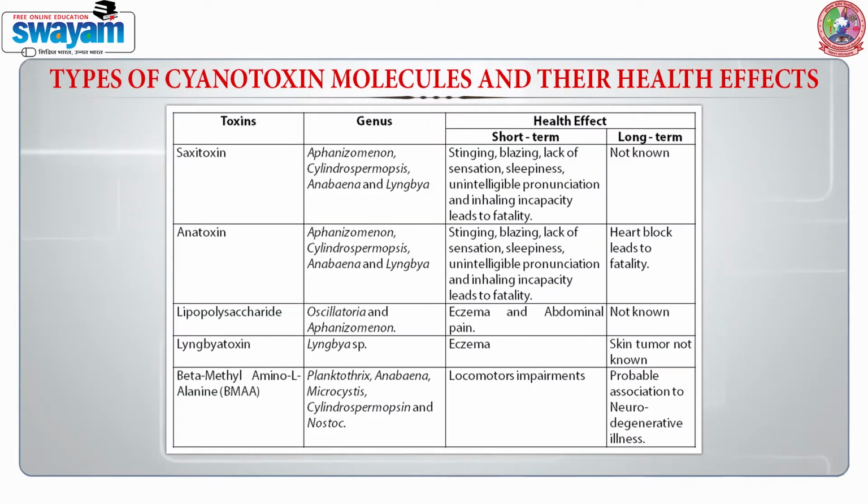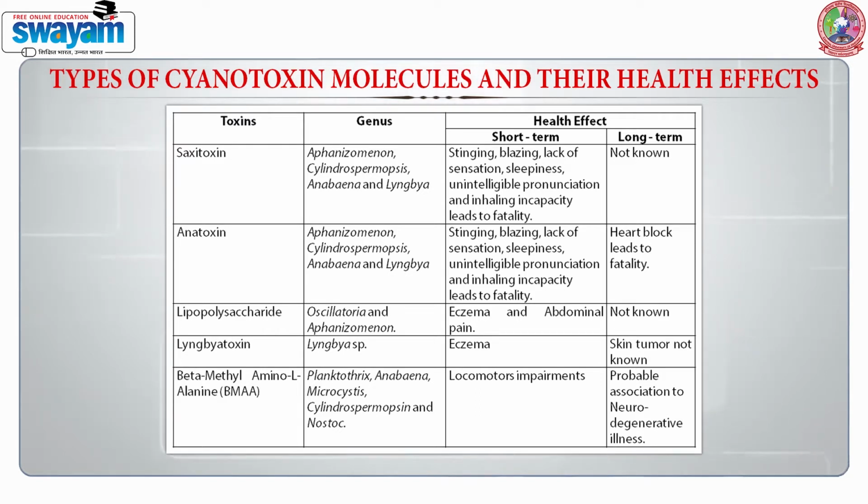Saxitoxin is produced by Anabaena and Lyngbya. It causes stinging, burning, lack of sensation, sleeplessness, etc., and other fatalities. Anatoxin is also produced by Anabaena, Lyngbya and Cylindrospermopsis. It also has similar adverse effects on health, and it may also cause heart block and fatality.